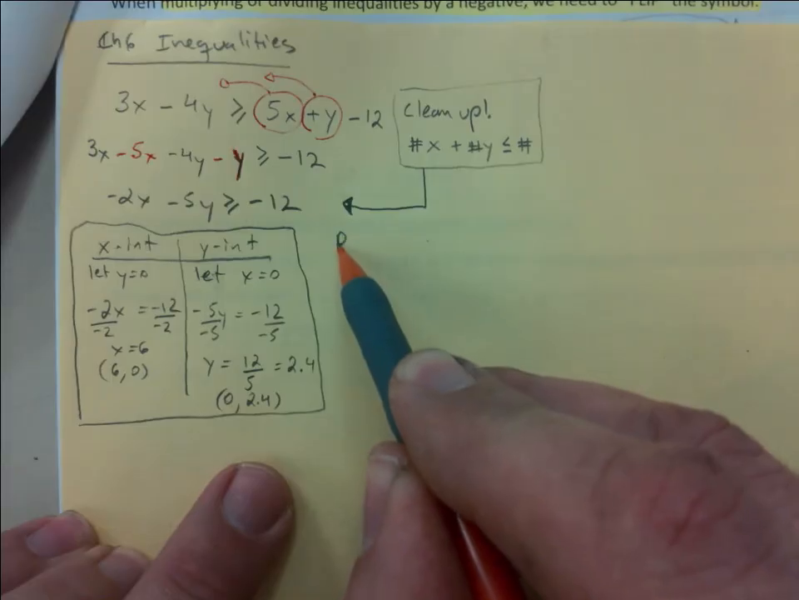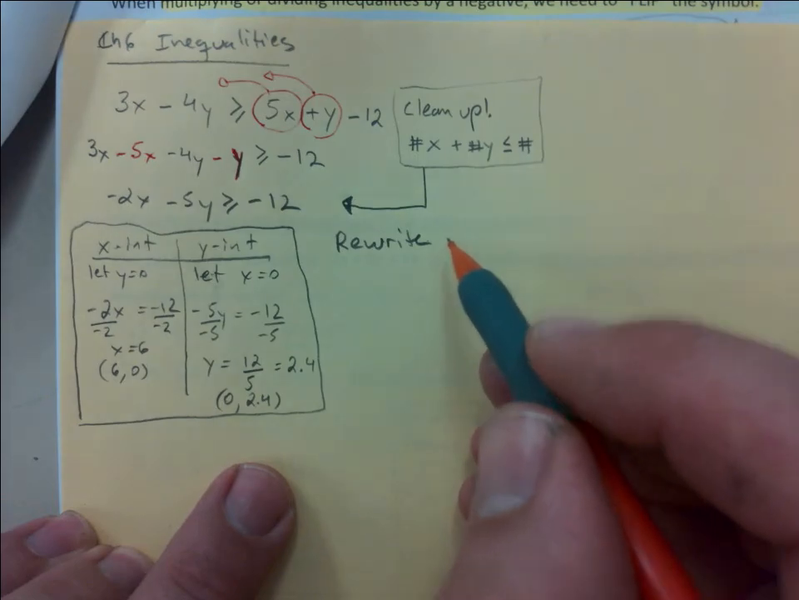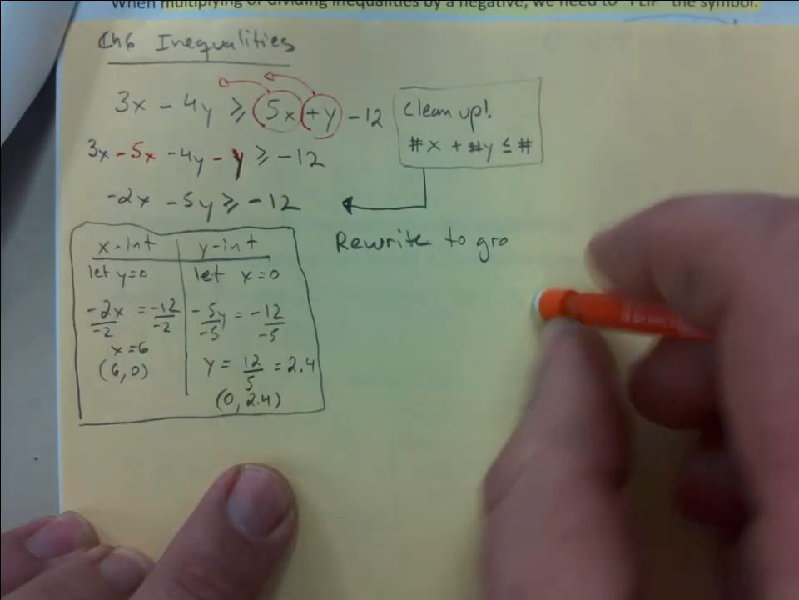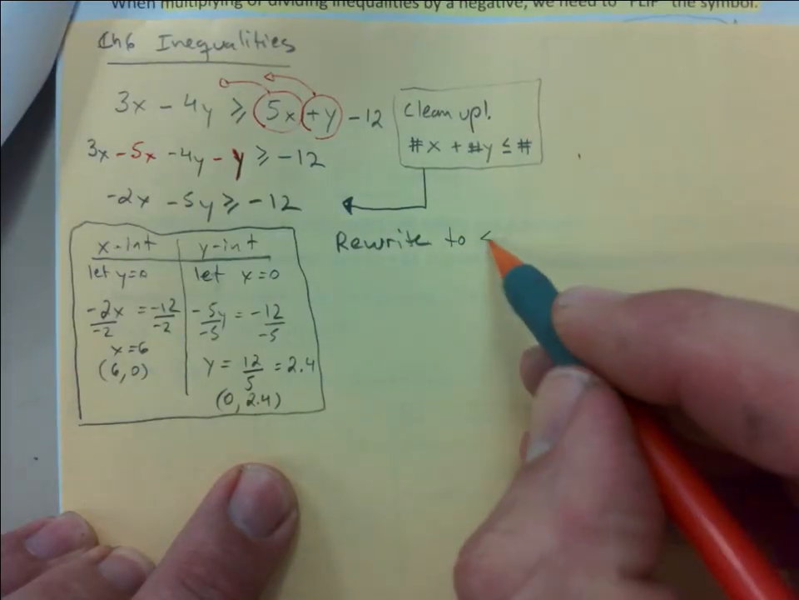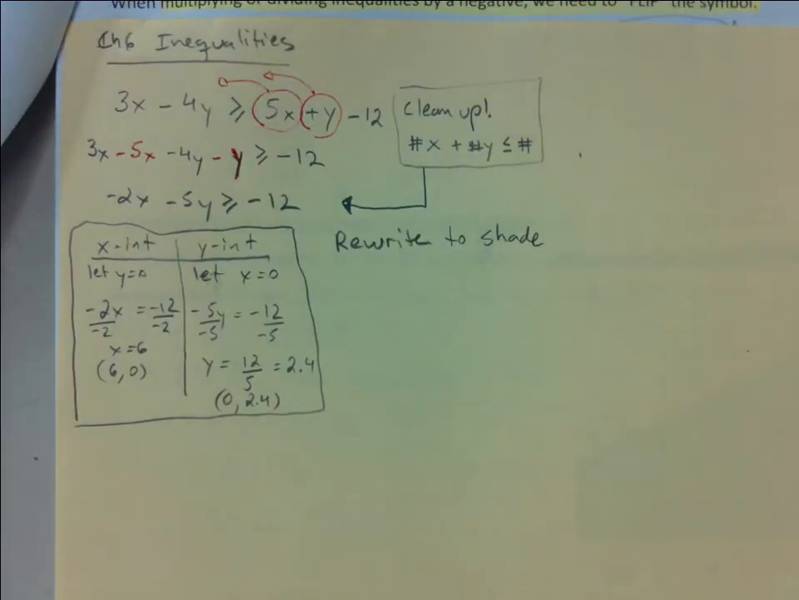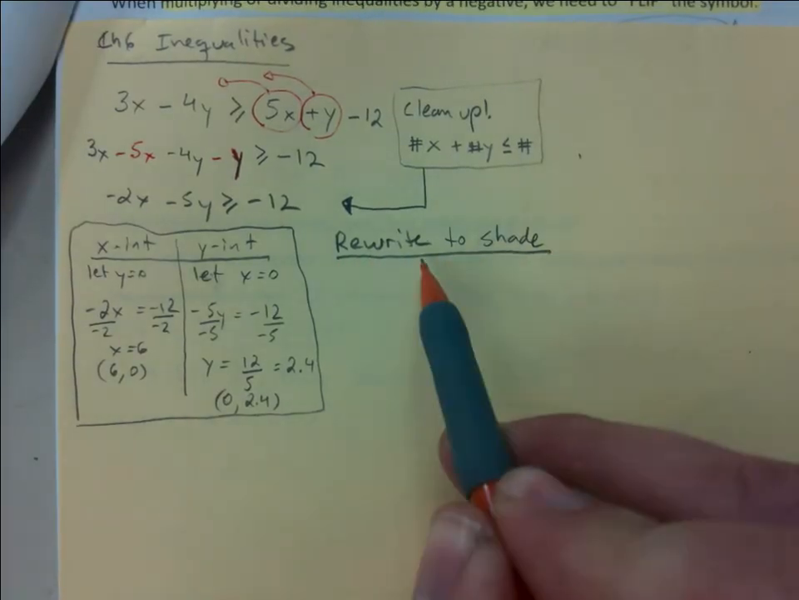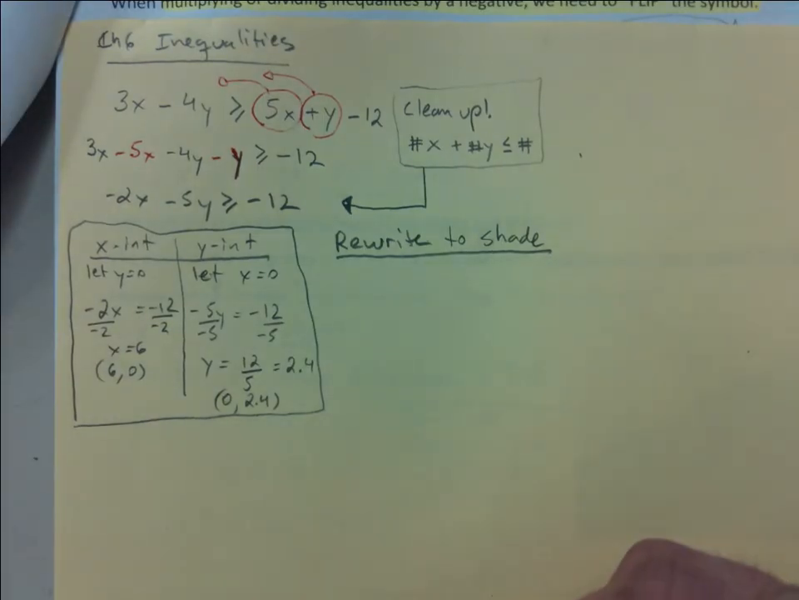When we rewrite, okay, rewrite to graph. Actually, I should say rewrite to shade. We'll do that because you can technically graph without rewriting, but this step, guys, you want to rewrite because we're going to enter that into our calculator. Okay, we're going to enter a bunch of inequalities into our calculator at the same time, okay?